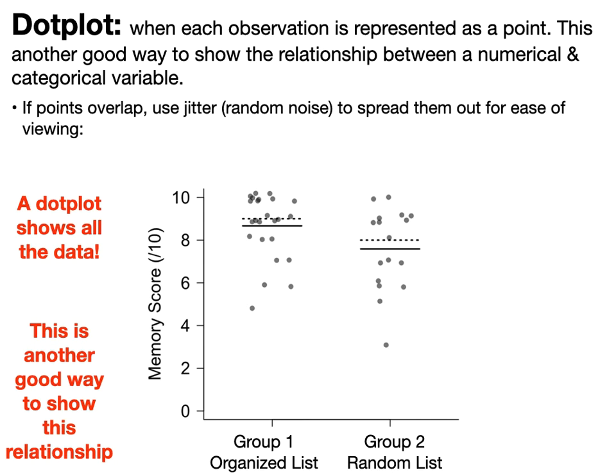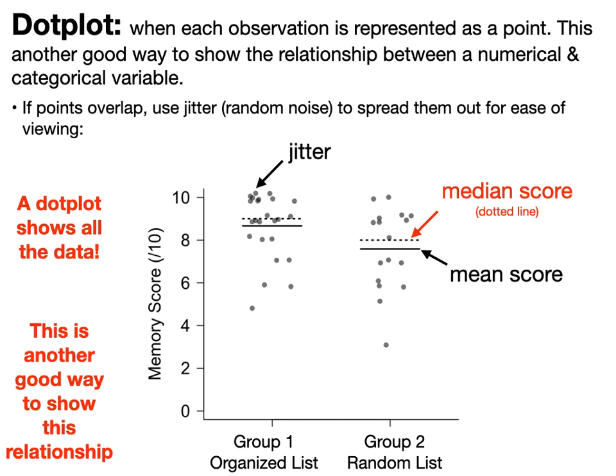So I like this even better than the box plot personally because it shows all of the data. You see even more information here. So that's pointing out the jitter. I've added the median on here with a dotted line, and I've added the mean with a solid black line. The dot plots can have other statistics added on with lines or any other feature you want.